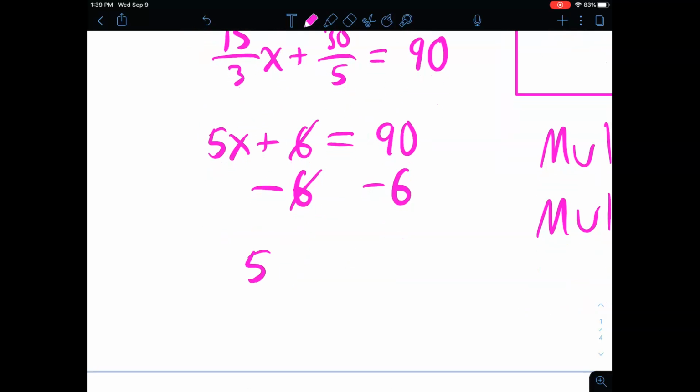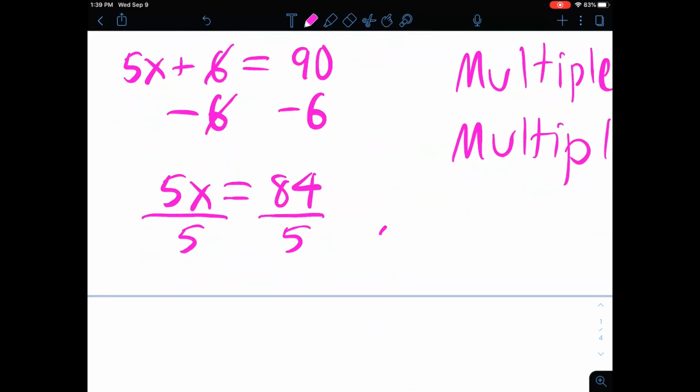We do the opposite of PEMDAS with these kind of problems, okay? So we get 5x equals, that's going to be 84. And what's the last step to solve for x? We're going to divide by 5. Now, this is very, very important. I want you to hear me now, okay?